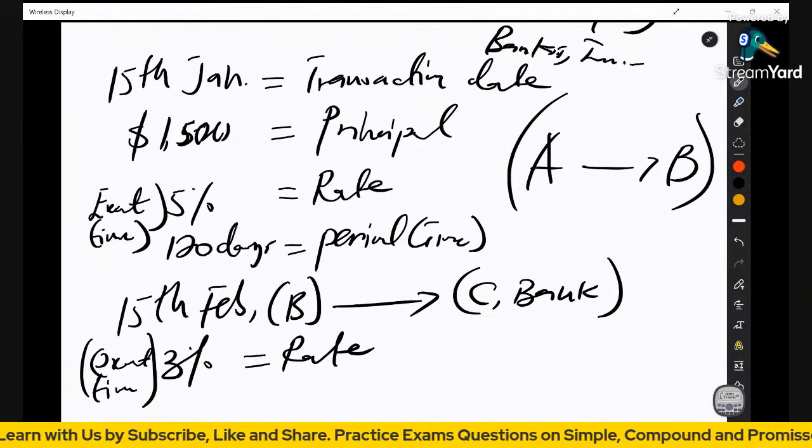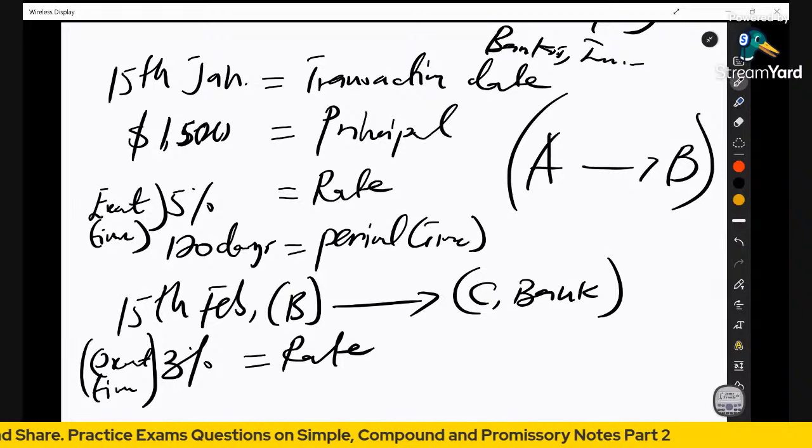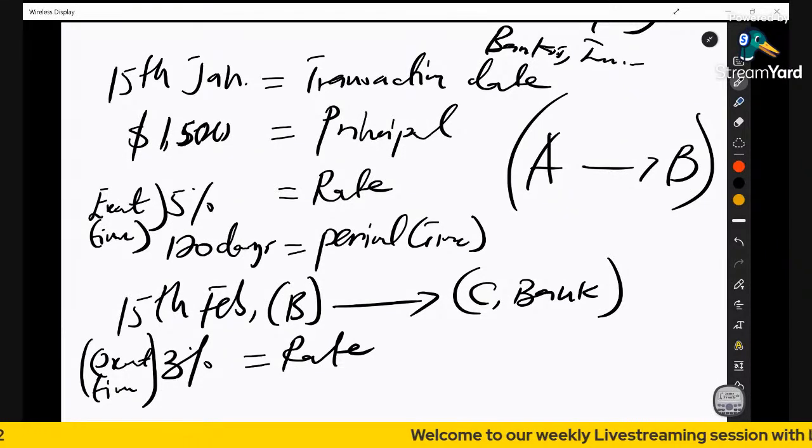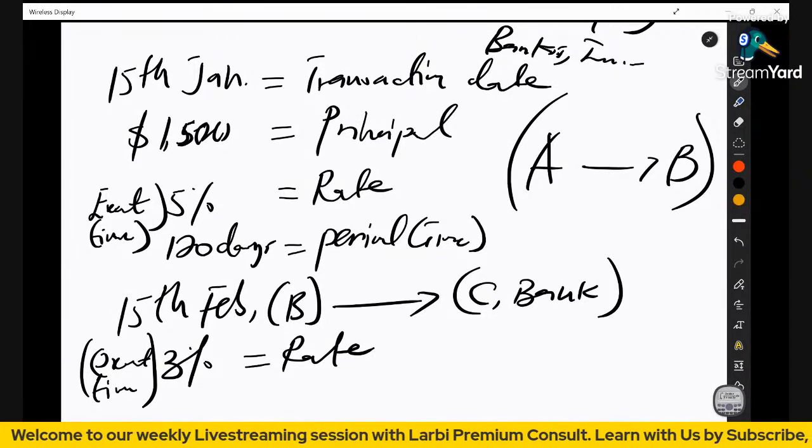So we are asked to find, one, the interest on this note; two, the maturity value; and three, the discount amount after it has been transferred to party C, and then the proceeds that will be paid to party B after discounting. This is what we have been asked to find.